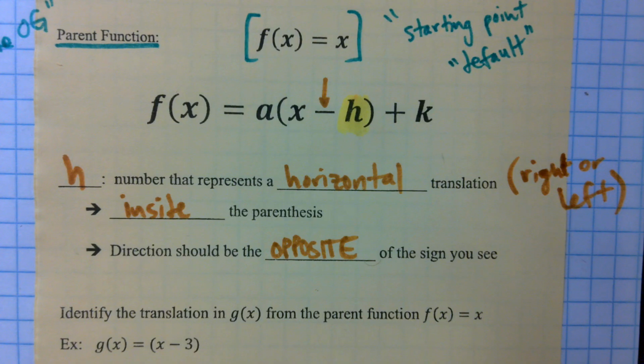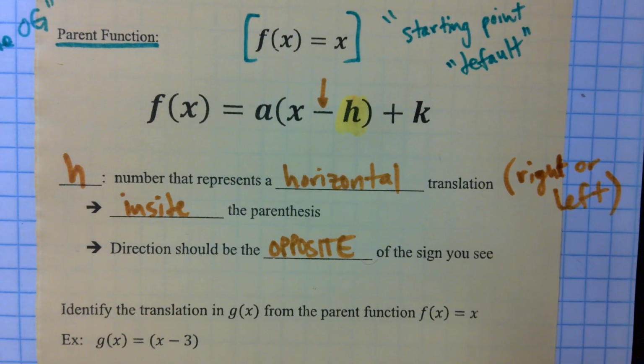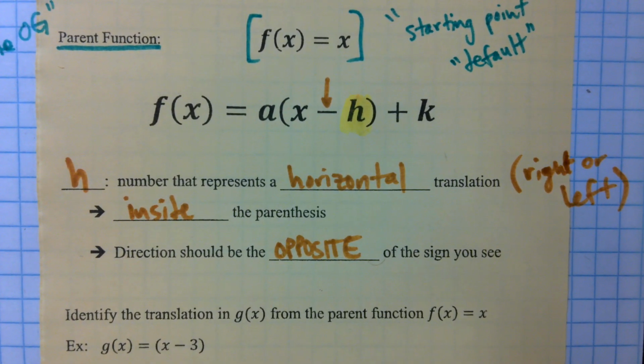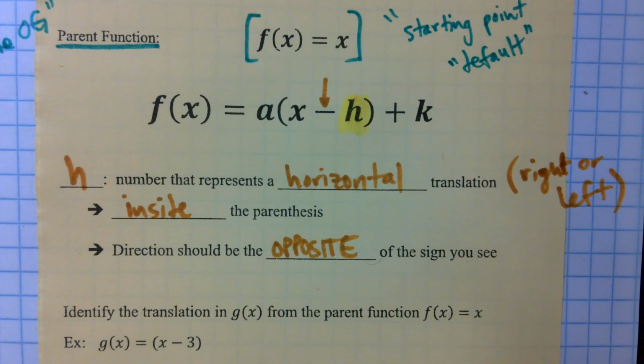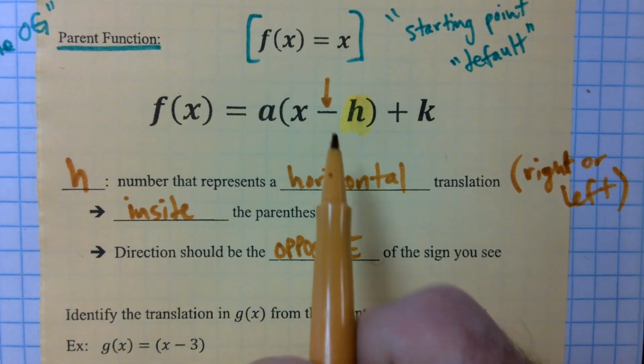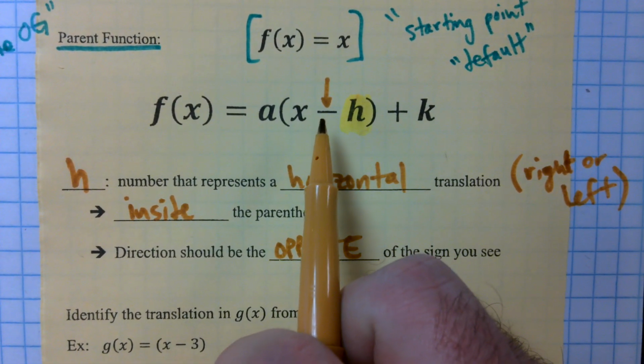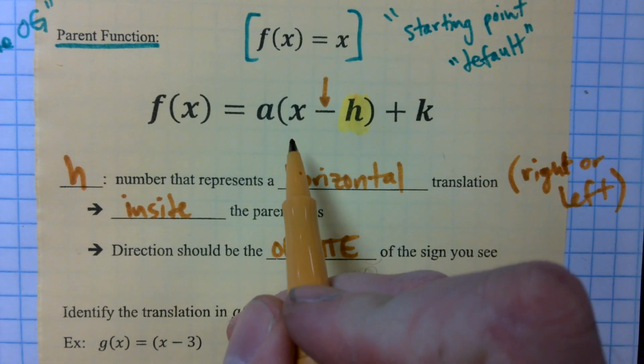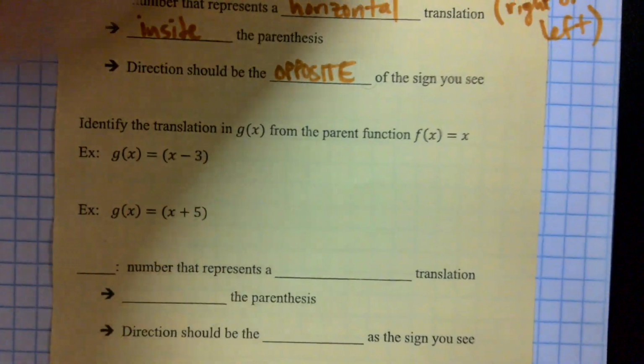Now, if I see a positive number, in your brain, do you associate positive with right or left? Look at the number line. Where's all my positive numbers? They're on the right. Where's all my negative numbers? On the left. But because my h is negative, I have to think in terms of opposites. So if I see, well, let's take a look.